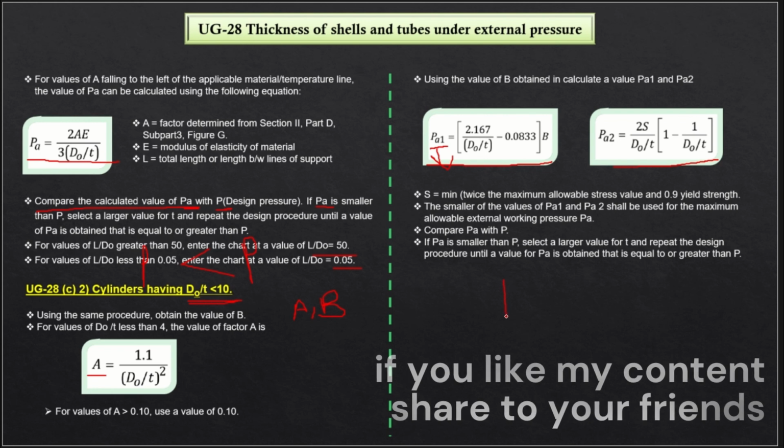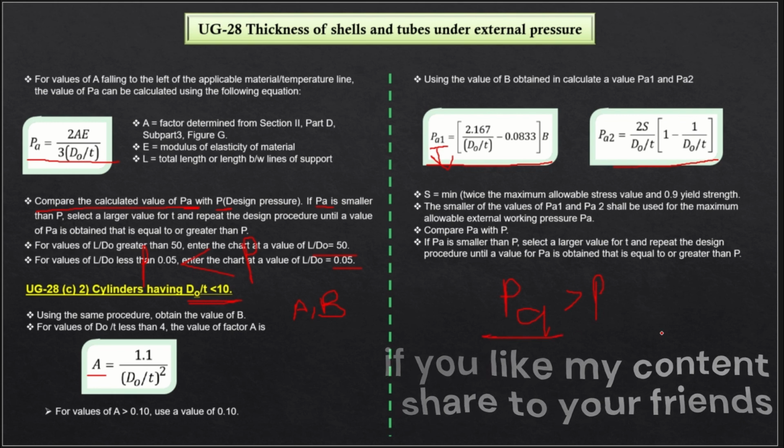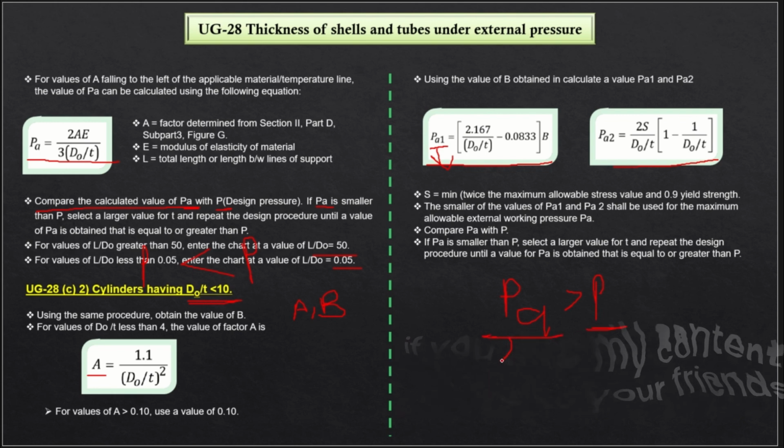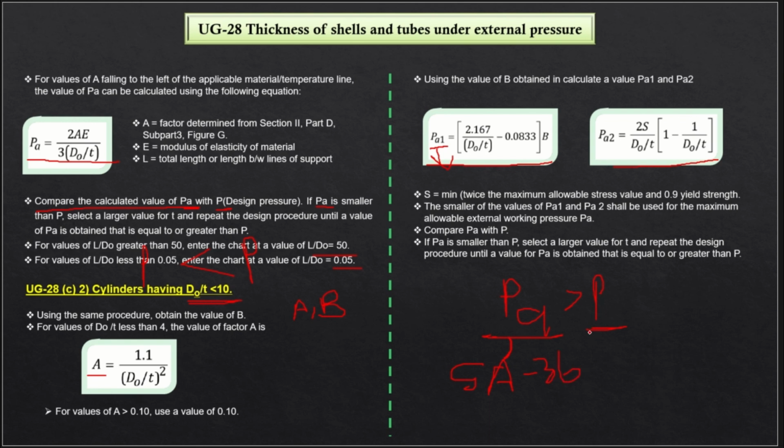Why must PA be greater than P, guys? This is the allowable pressure, this is our design pressure. The allowable pressure for the material must be greater than the design pressure. Then only it will withstand this pressure, right? If this is 100 and this is 75, then the material can withstand this 75 pressure. If this is 75 and this is 100, how will our material withstand our design pressure, right? I hope you understand this point. That's why our PA must be greater than P. I hope you understand the content.